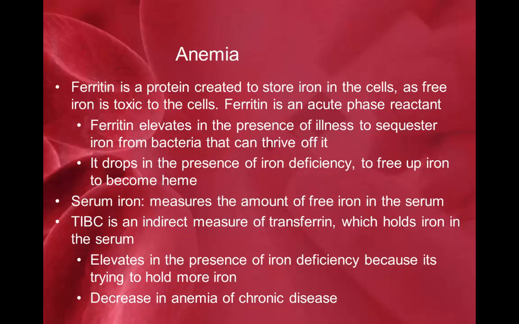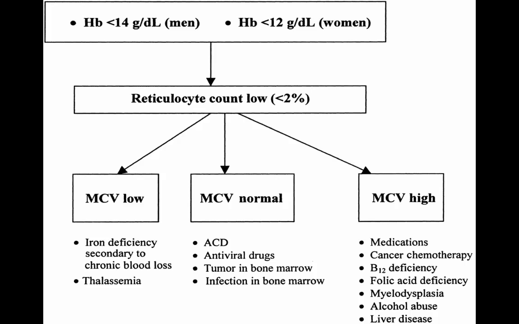So again, ferritin, remember, is basically storage of the iron, and is also an acute phase reactant. It is elevated in the presence of iron sequestration from bacteria or iron overload. If it drops, then you're in the presence of iron deficiency anemia. The serum iron basically measures the free iron in serum, and total iron binding capacity is basically the indirect measure of transferrin, which is a transport mechanism that holds the iron in the serum. And I already explained how it works in the saturation component.